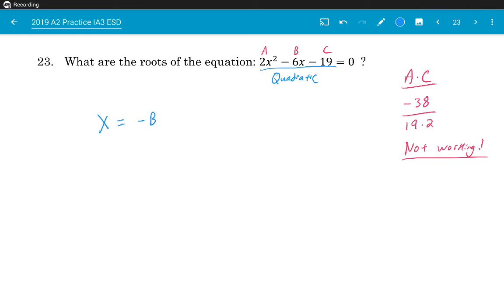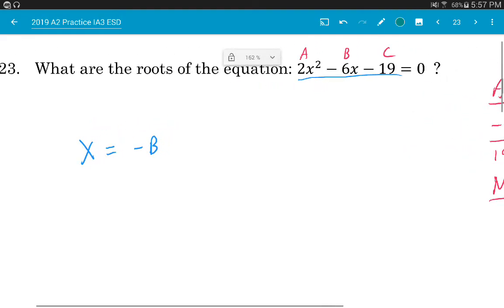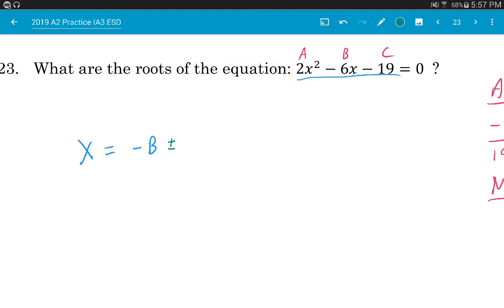Okay, so where we left off on the last video was that we were working on question 23, and it turned out that it didn't work. We couldn't factor it, not a times c factoring, so there was just nothing we could do. So we decided that it would be a great idea to use the quadratic formula, because the quadratic formula will get us the roots. So what we did was x equals negative b plus or minus the square root of b squared minus 4ac all over 2a.